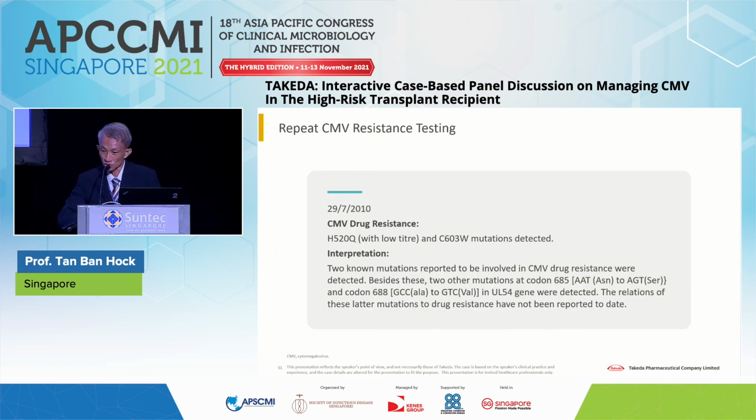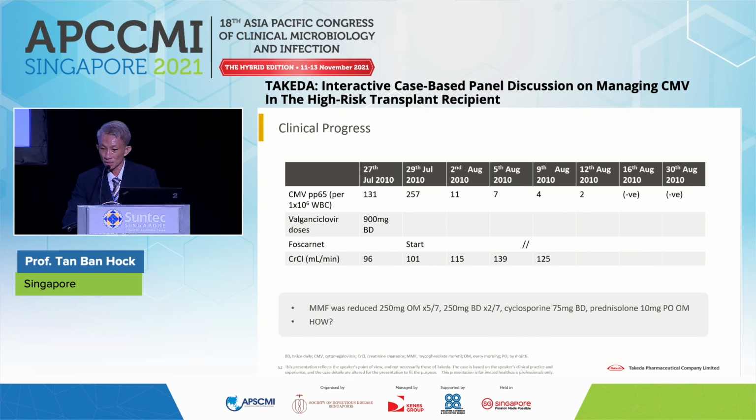Yeah, so this is the official report from the lab. This was some time ago, 2010. As you can see, we started foscarnet, and fortunately, her creatinine clearance was not affected, and she managed to clear the antigenemia. But if you think about it, they also, of course, reduced MMF. They reduced the cyclosporin, they reduced the prednisolone. You remember there was 28 milligrams a day in the beginning, and I think we got away with the skin of our teeth.